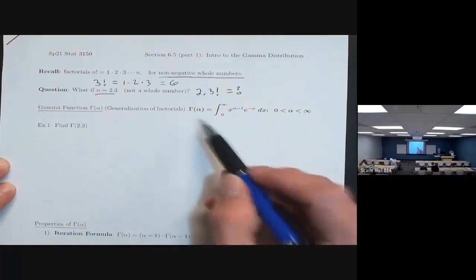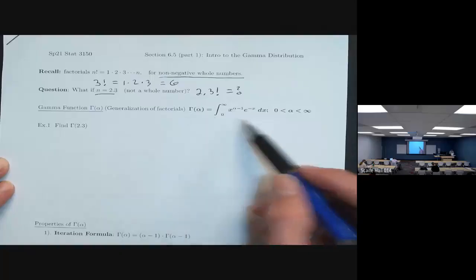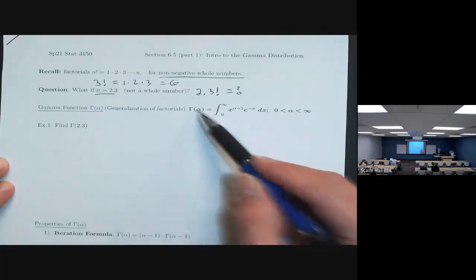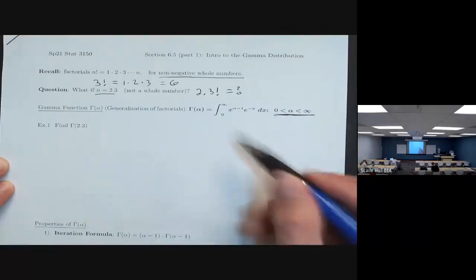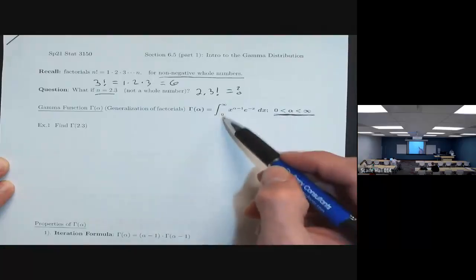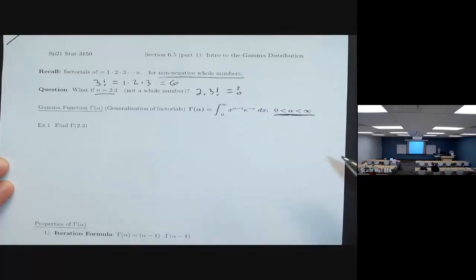So what is it? Capital Gamma, the Greek letter, of alpha, where alpha is positive, is equal to this integral. We integrate from 0 to infinity of x to the alpha minus 1 times e to the negative x dx. So compute that, and that's your gamma of alpha. That's the equivalent of a factorial.